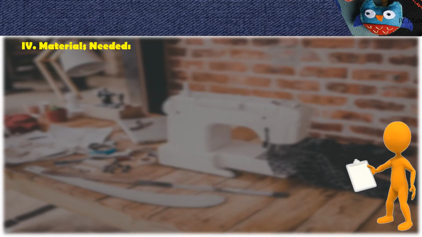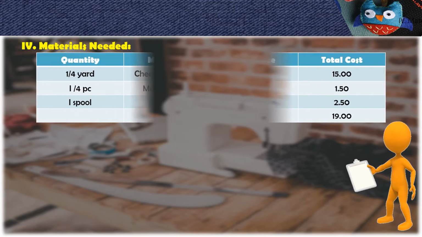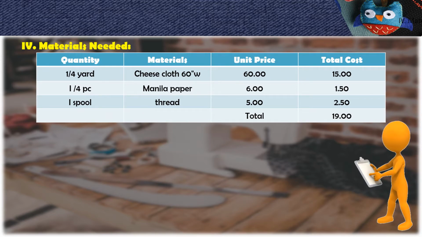The next part of the project plan is the materials needed. This is the list of materials and tools that are needed so that you can finish your project. For example, we have the quantity, the materials, the unit price, and the total cost. The materials that we are going to use in making a pillowcase are the chest cloth, the manila paper, and the thread. And then the quantity: 1/4 yard of the chest cloth, 1/4 piece of manila paper, and 1 spool of thread. Of course, we also need the unit price and the total cost.